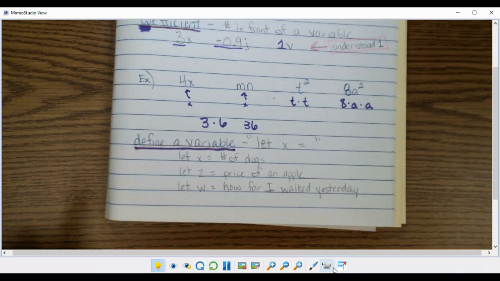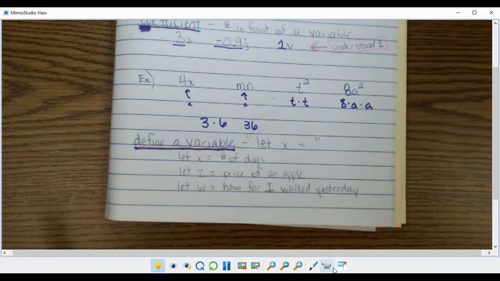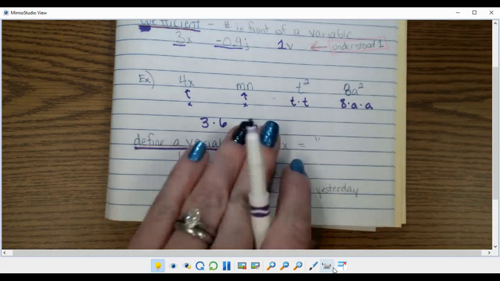Sometimes you need to be specific. Maybe Z is going to be the price of an apple and W is going to be the price of a watermelon. That's where it's very helpful. And then, something like let W equal how far I walked yesterday. Please try to do those. I promise you, if you get in the habit, it will pay off, especially as we get into the more sophisticated problems later in the year. Okay? All right, I have 3 examples for you. Thanks for hanging in there with me. This is a lot at the beginning of a chapter.